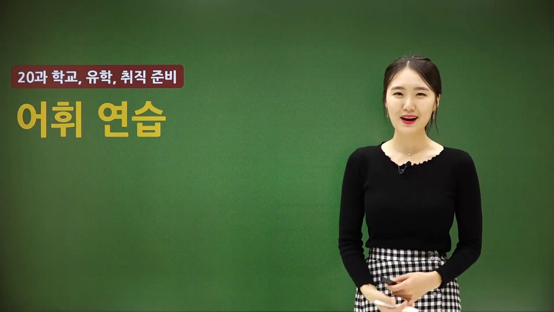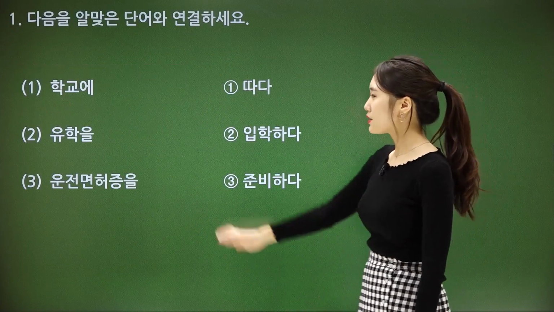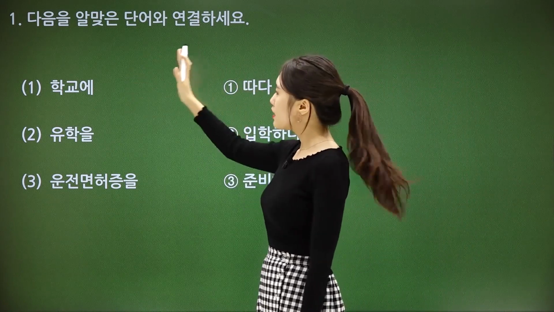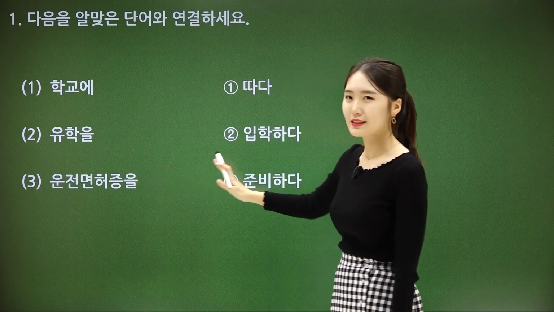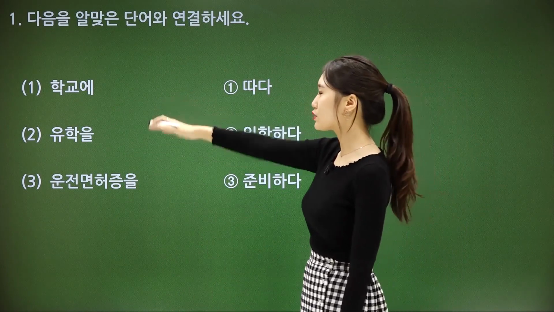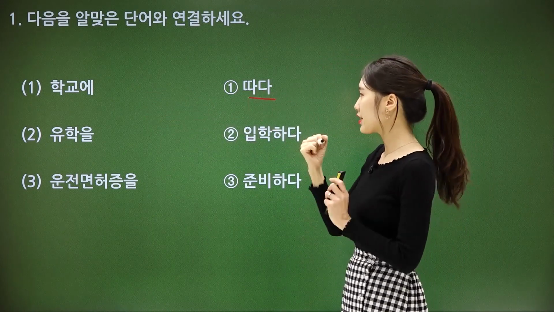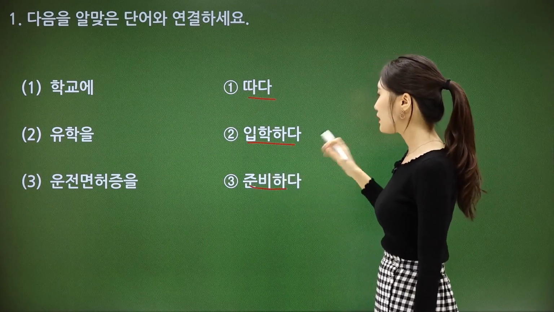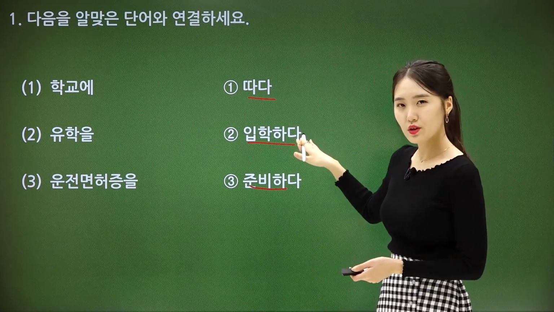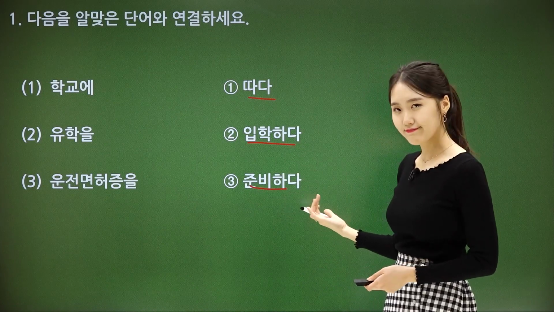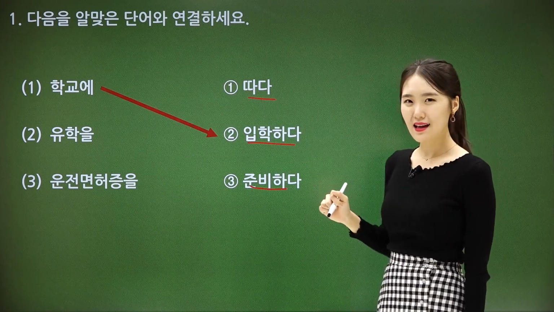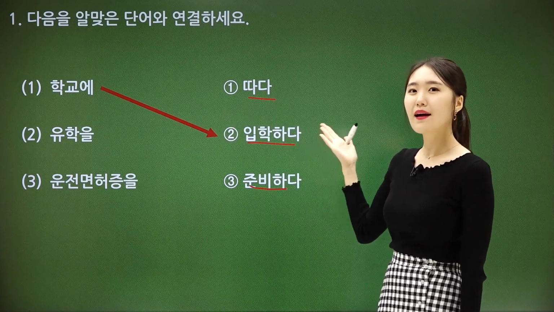Okay, so let's practice our vocabulary here. So first one, let's match them together with the verb. 학교에 something something, 유학을 something, and 운전면허증을 something something. Okay, let's see. 학교에 is school, right? 학교에, at school. So what do you do with the school? 따다, earn. 입학하다, enter. 준비하다, prepare. So school, do you earn the school? Or do you enter the school? Or do you prepare the school? So you'll say enter the school, right? So you'll say 학교에 입학하다. 학교에 입학해요.